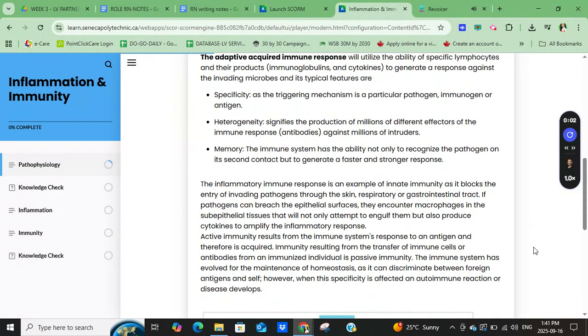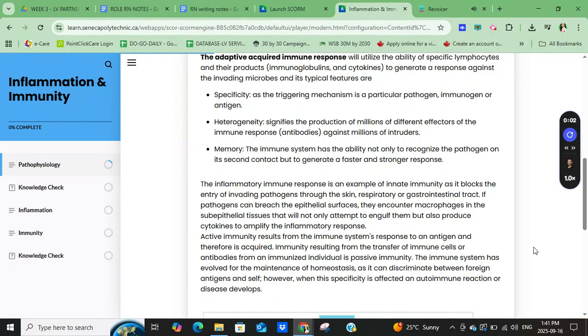The inflammatory immune response is an example of innate immunity, as it blocks the entry of invading pathogens through the skin, respiratory, or gastrointestinal tract. If pathogens can breach the epithelial surfaces, they encounter macrophages in the subepithelial tissues that will not only attempt to engulf them, but also produce cytokines to amplify the inflammatory response.